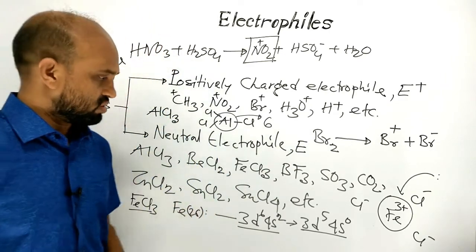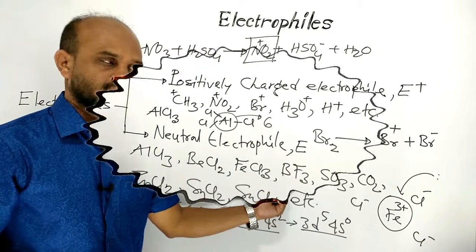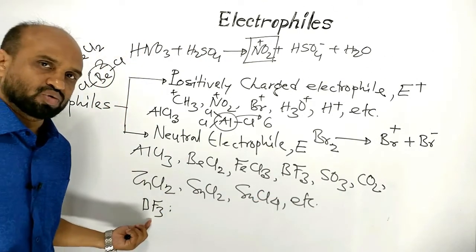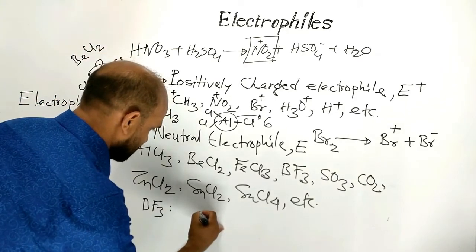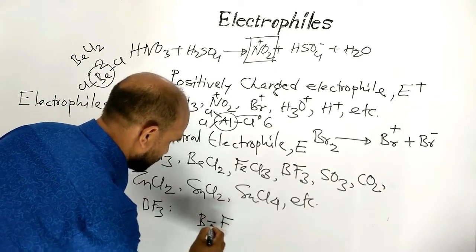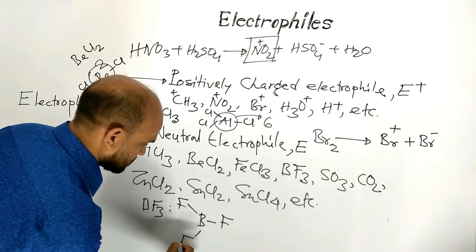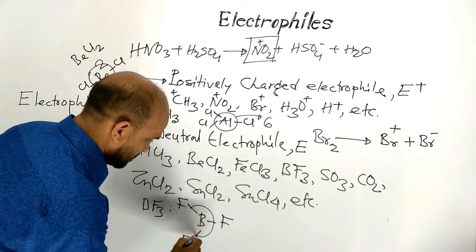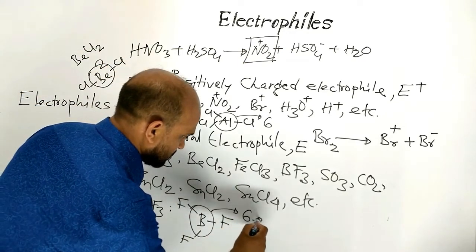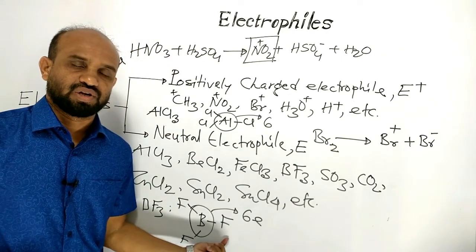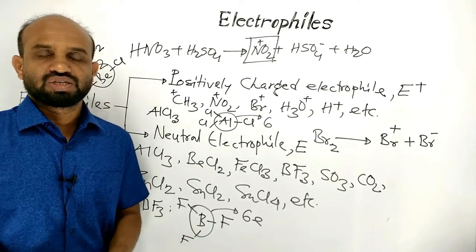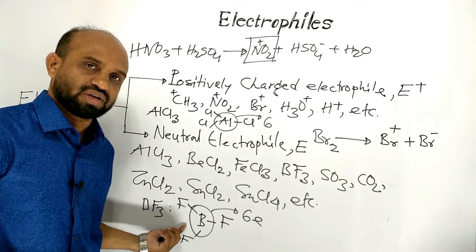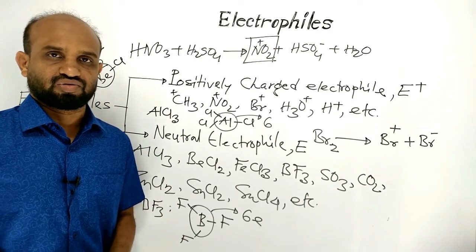Let's see boron trifluoride. Boron trifluoride is a kind of covalent compound. Now let's draw the structural formula of boron trifluoride. This is boron trifluoride. Around boron there are 6 electrons, so the octet is not fulfilled, so it has a tendency to receive electrons. That is why the neutral molecule boron trifluoride acts as a neutral electrophile.